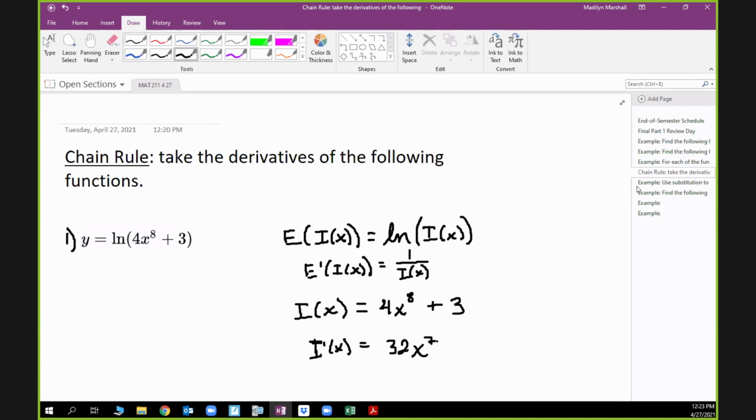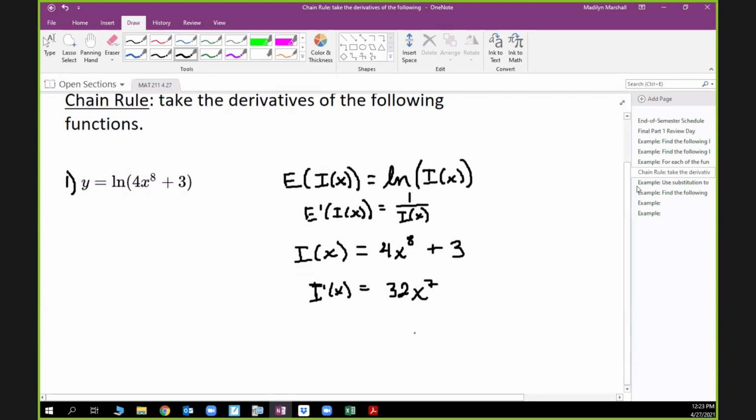So we have our exterior and interior, and the chain rule itself, if we write it out, is E prime of I of x times I prime of x. So the derivative of the exterior times the derivative of the interior.